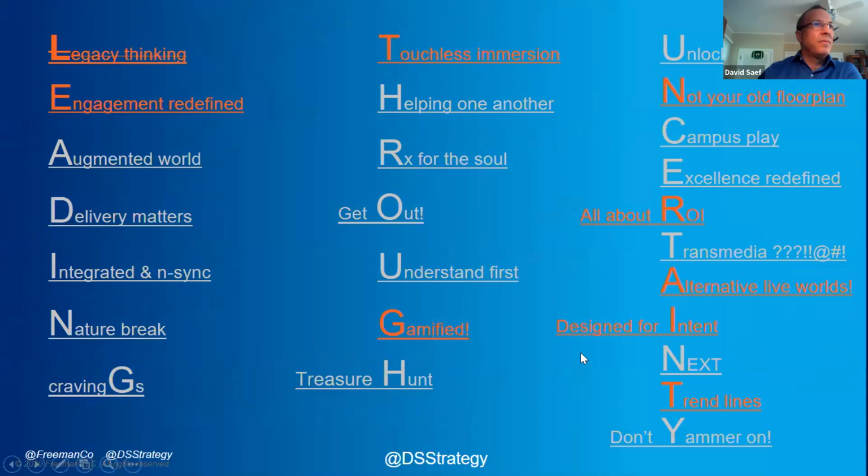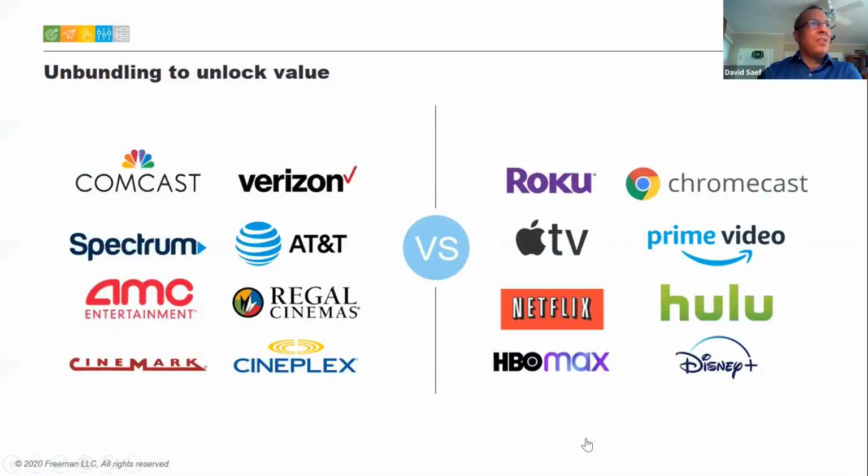Unlocking value. I've got to find my U here. How do you like that? Am I missing it? Here it is. I apologize. So this is a really interesting concept.